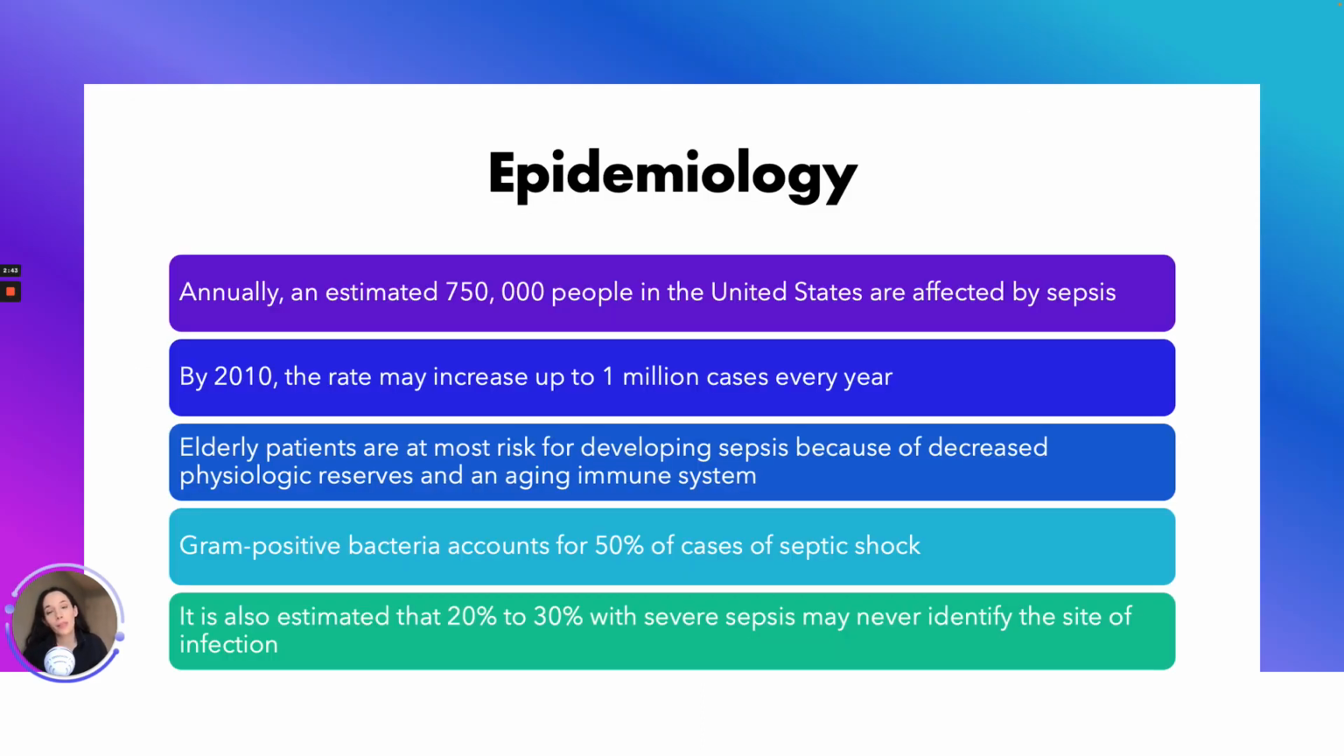So the epidemiology: annually an estimated 750,000 people in the United States are affected by sepsis. In 2010, the rate had increased up to 1 million cases per year. Elderly patients are at the most risk for developing sepsis because of decreased physiological reserves and an aging immune system. Gram-positive bacteria account for 50% of cases of septic shock, and it's also estimated that 20 to 30% of those with severe sepsis may never identify the site of infection.